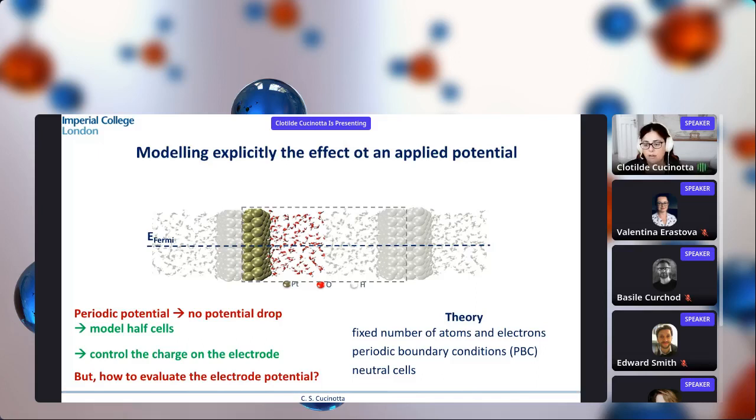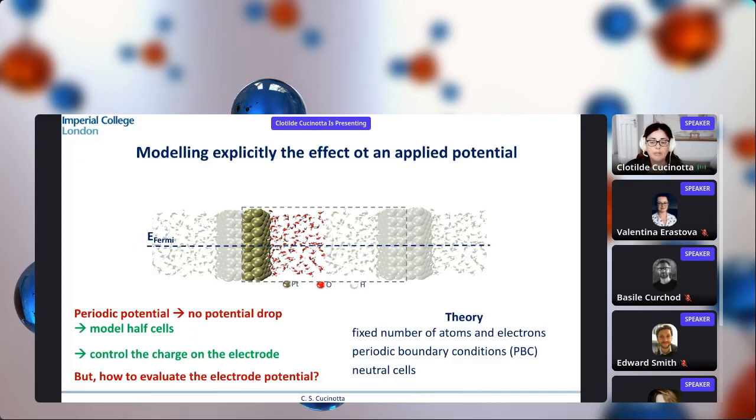But how to impose this potential drop at the interface? Essentially, instead of applying a potential to the electrode, what standard methodologies do is to try to charge this electrode and control the charge on the electrode, and then a posteriori define the potential. Since every state of charge is related to a certain potential drop, by controlling the charge of the electrode, one can model and simulate different potential states and different conditions of potential.